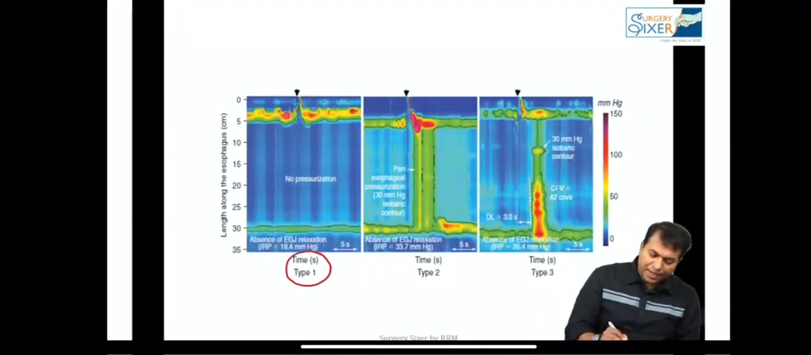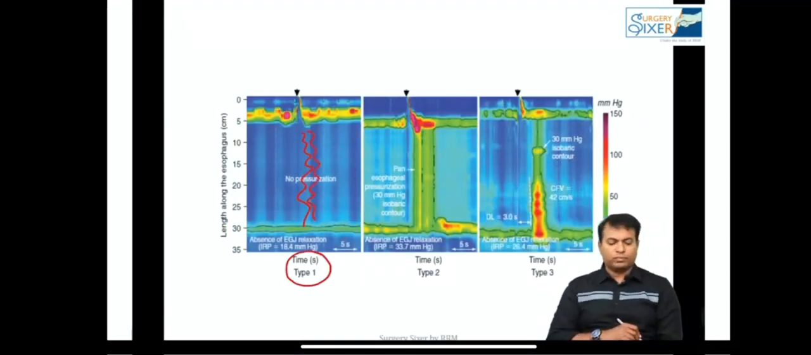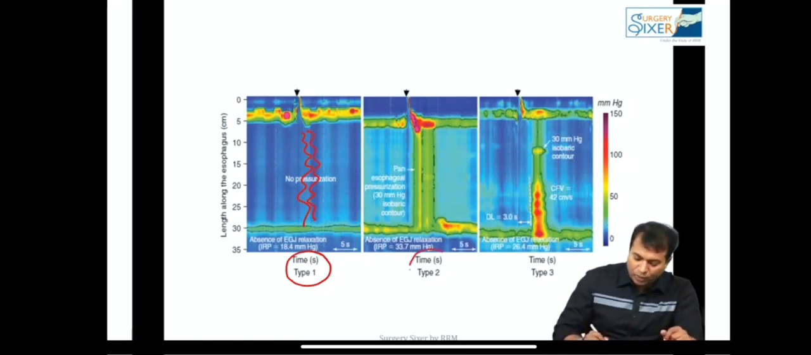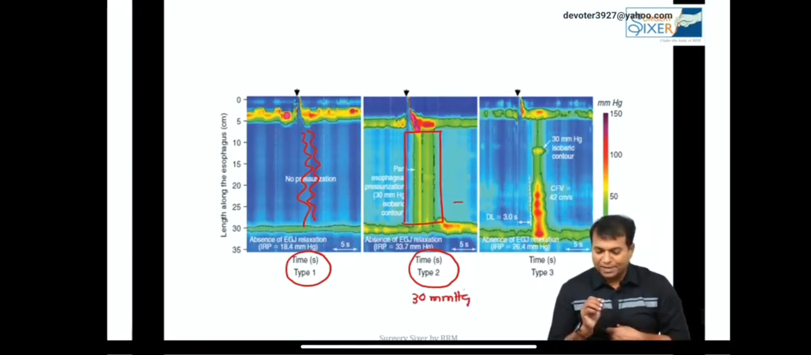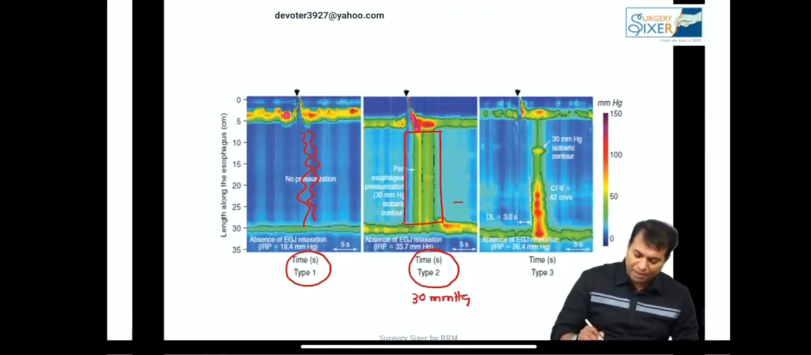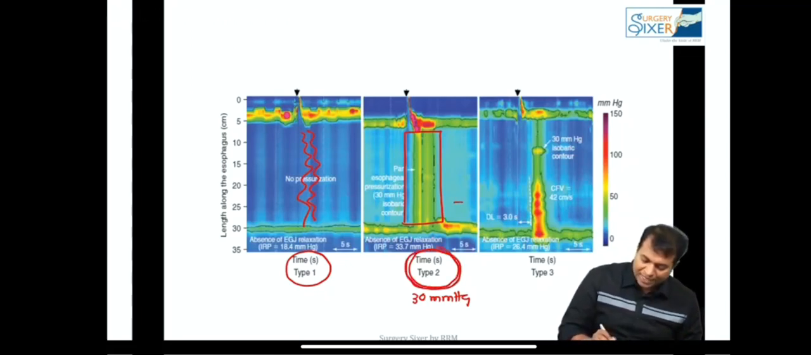In type 1 achalasia, there is no peristalsis, no amplitude also. You can see it from the first image. I told you in type 2 achalasia, there will be pan-esophageal pressurization or isobaric contraction at 30 millimeters mercury. You can see it in this image. Definitely for PG aspirants, this will not be asked as an image-based question. But for super specialty aspirants, this can be asked as an image-based question. So please remember 30 millimeters mercury, that is isobaric contour.